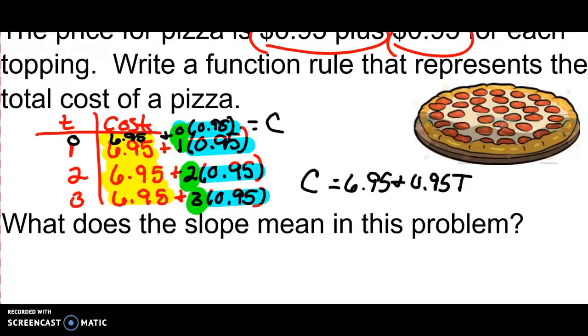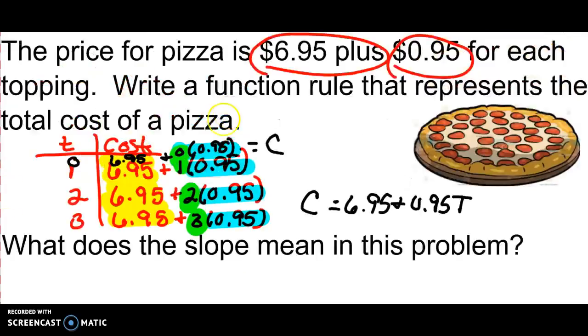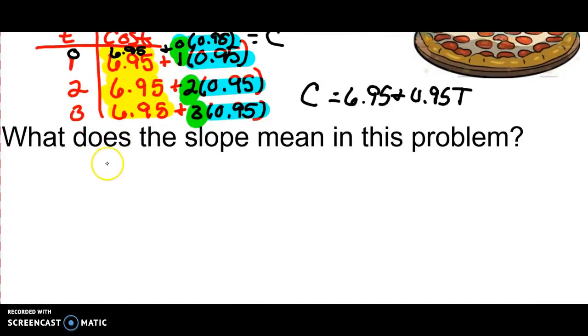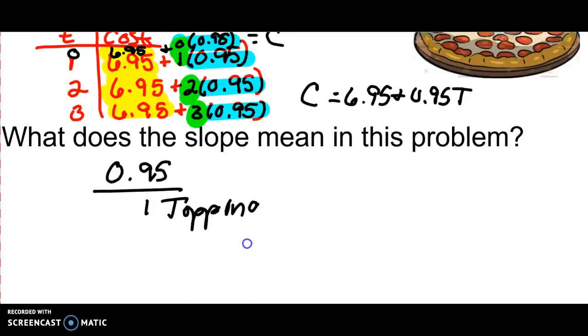So my cost is going to be $6.95 plus 95 cents per topping. So what does the slope mean in this problem? Well, again, it's the rate of change that you have, and that is 95 cents per one topping. And the initial value is $6.95 because no matter what, if you order a pizza, you have to pay the $6.95. So that's my y-intercept or my initial value.